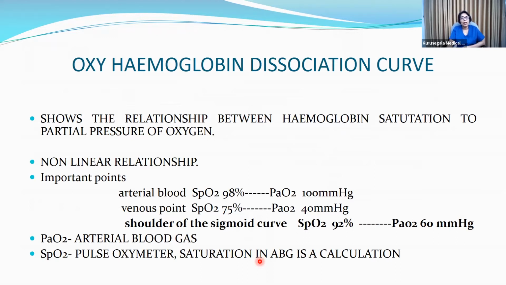This graph has a non-linear relationship, and there are several important points. That is, the arterial blood saturation of 98% corresponds to a PaO2 of 100 millimeters of mercury. The venous point, saturation 75%, corresponds to 40 millimeters of mercury. And the shoulder of the sigmoid curve, that is saturation of 92%, corresponds to 60 millimeters of mercury.